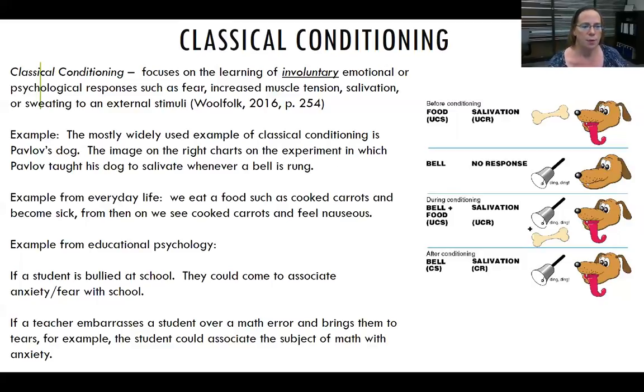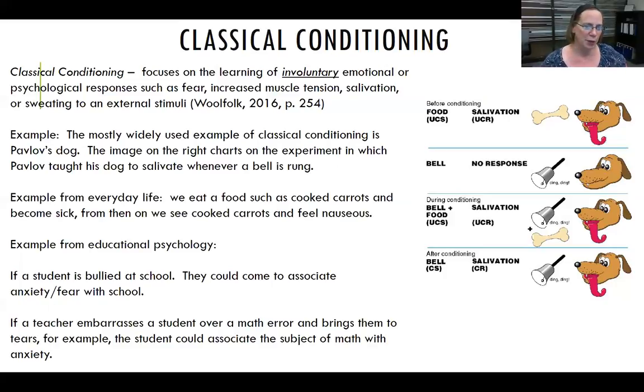Here is an example of classical conditioning from everyday life. We eat a food such as cooked carrots and become sick. And from then on, we see cooked carrots and feel nauseous. It's actually pretty easy for us to make food associations this strongly. That has to do with our drive to survive. But in true essence, if it was truly classical conditioning, it would have to happen over and over again.